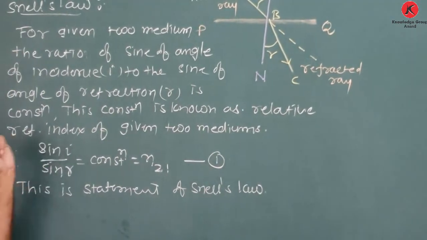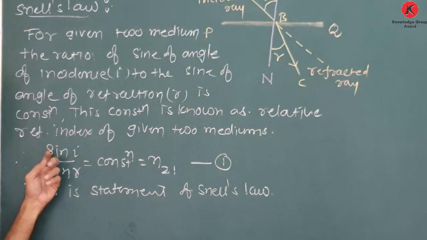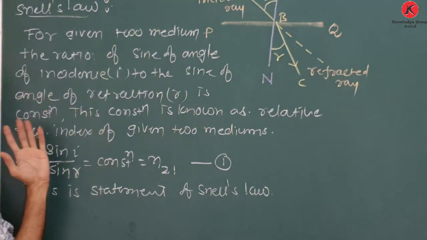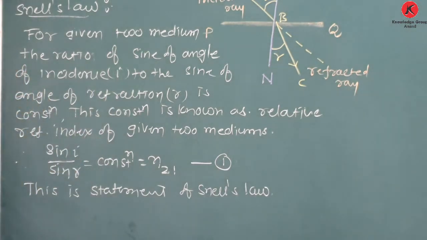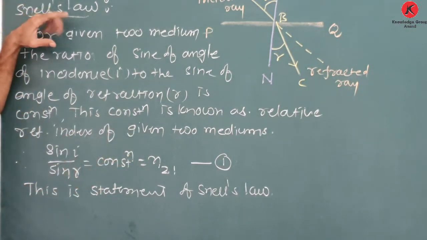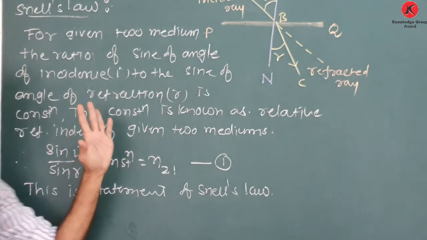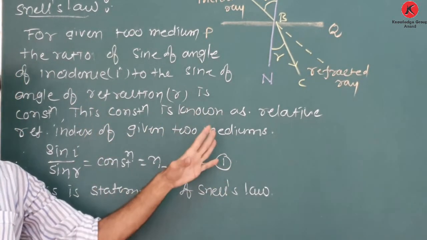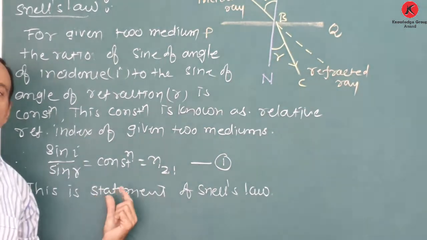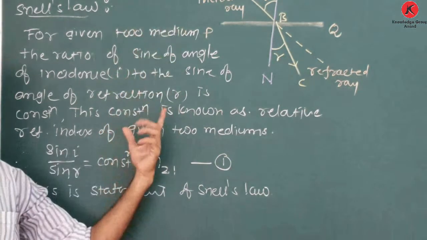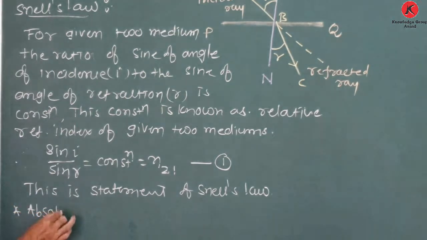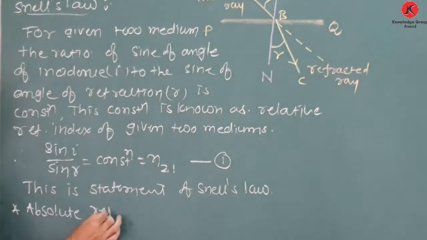Now the general form of Snell's law is n1 sine I is equal to n2 sine R, which we have to obtain. For that purpose, we first define the absolute refractive index and also the relative refractive index. On the basis of these two definitions, we obtain the general form of Snell's law. First we write down the absolute refractive index.